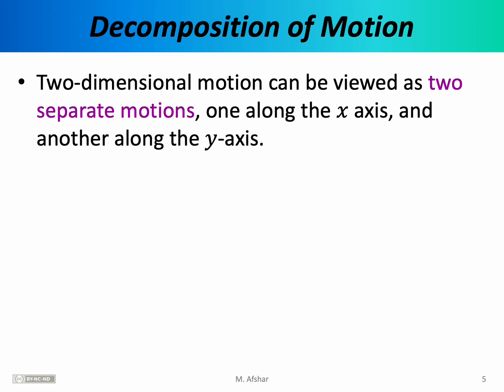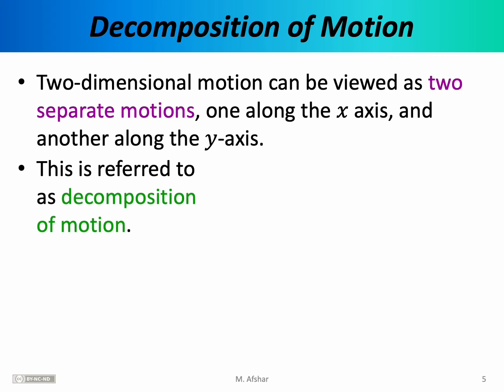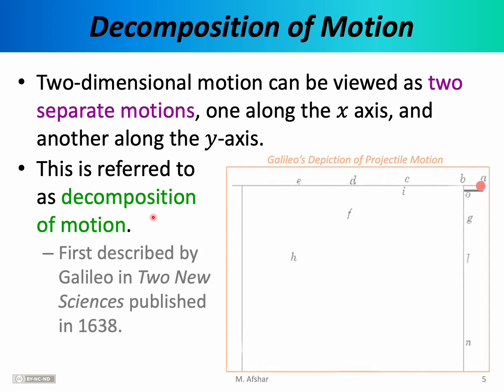To best understand the motion of the baseball, we need to separately analyze its motion in the x direction and in the y direction. This idea of separating the motion into two distinct motions is referred to as the decomposition of motion. So in this context, decomposition of motion refers to separating motion into two distinct components. This idea was first introduced by Galileo circa 1638.